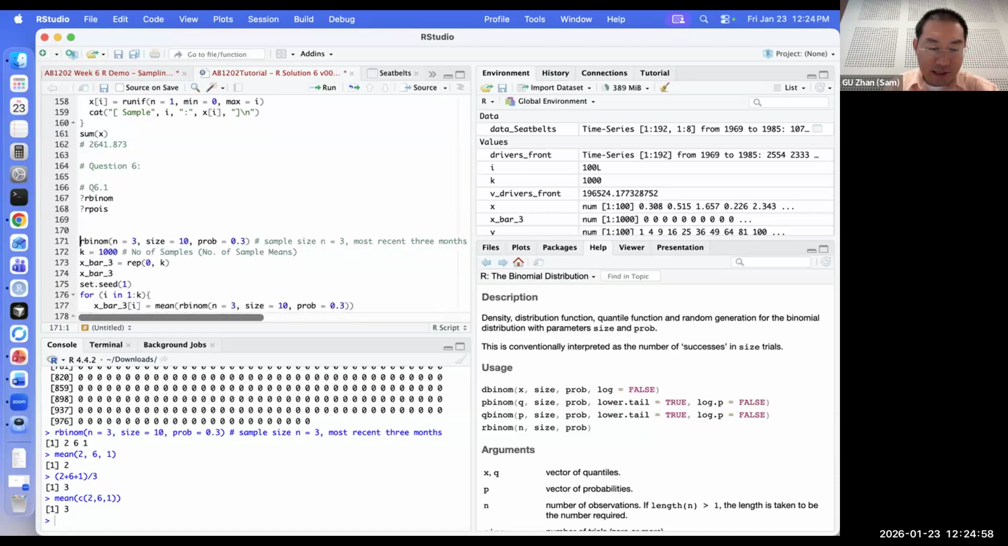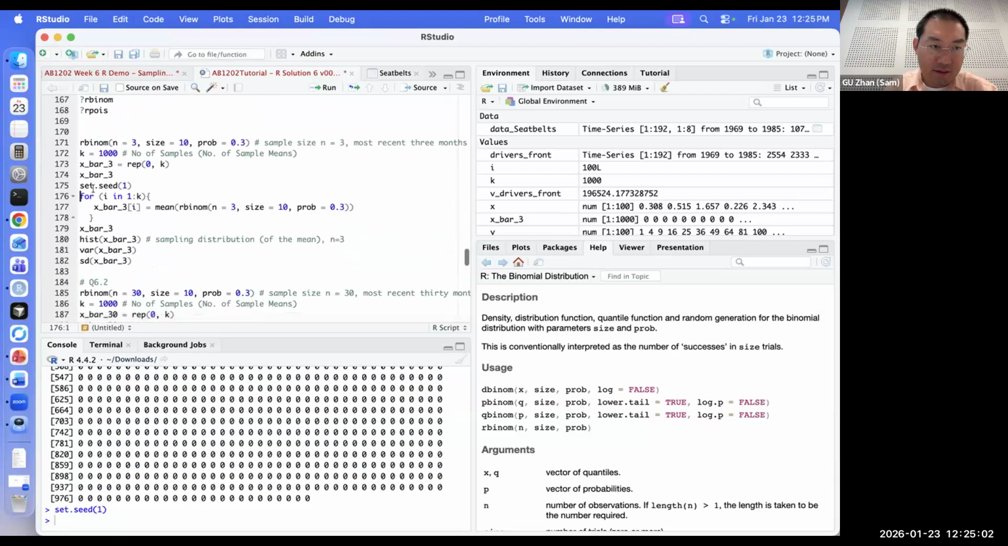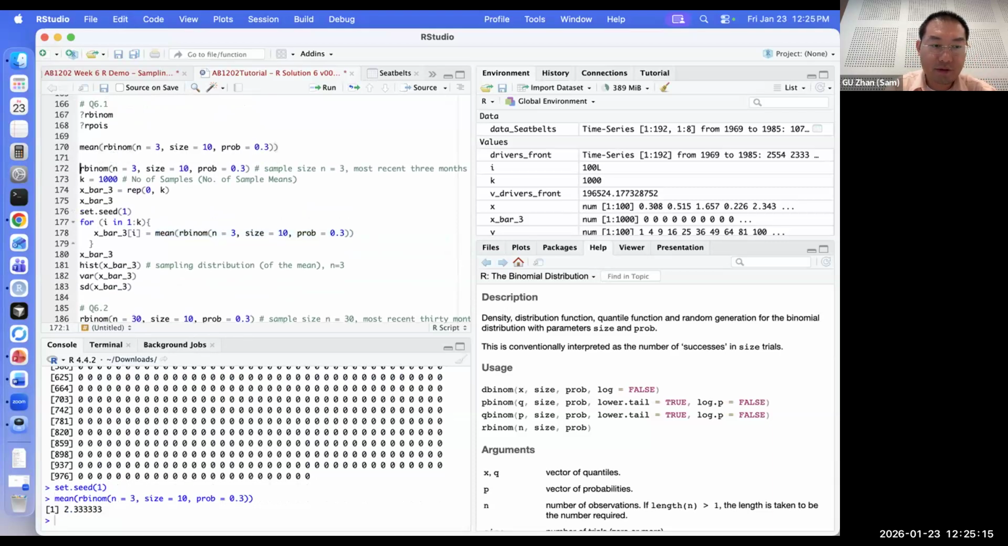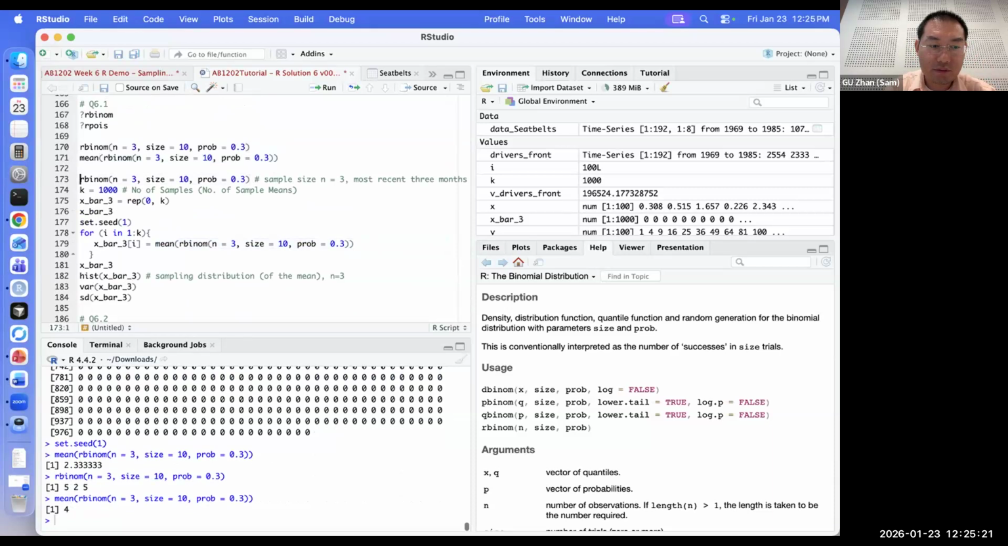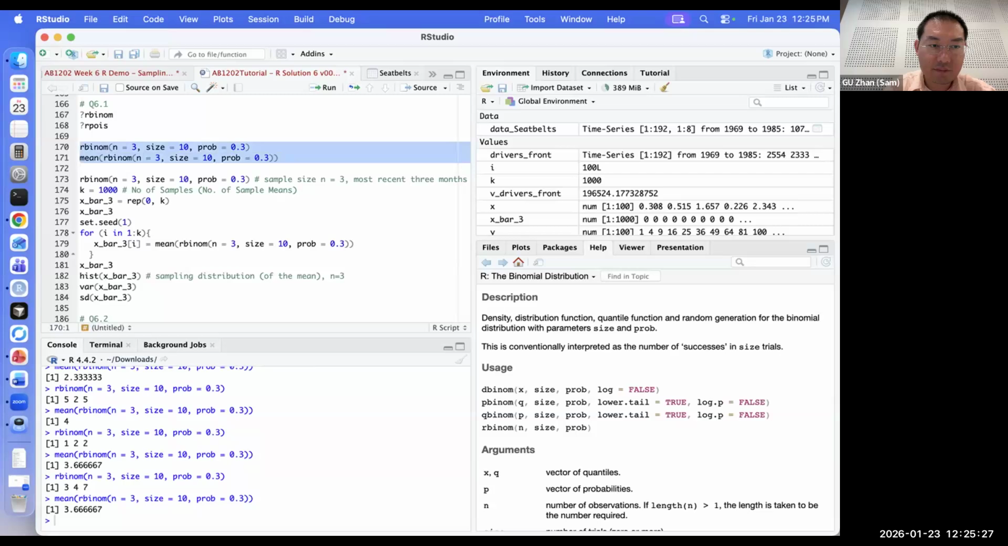Okay, so now we are ready. We create a set, then we say from 1 to 1000, then x bar 1 is the mean value of this. Let's try mean value. The mean value is only one value.